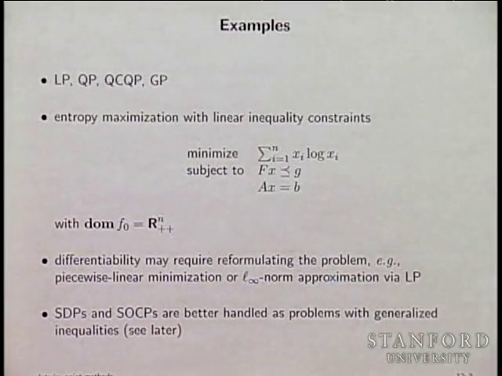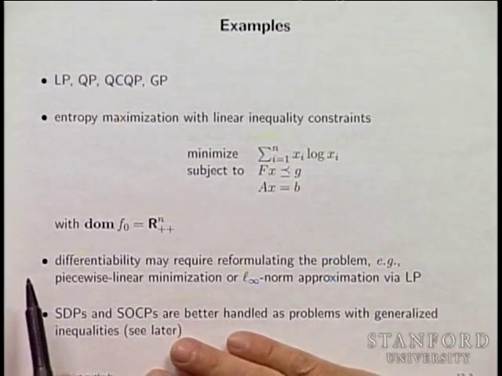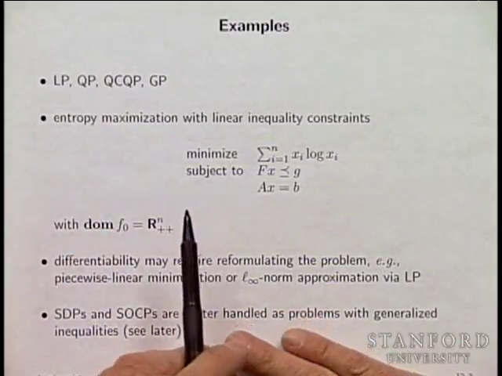Examples that are not quite like this, you have to be careful with. Things like SDPs and SOCPs, you can actually formulate them this way, but it's quite tricky. And it's better to do this by cone programming, which we'll get to soon. Okay, another example would be entropy maximization.